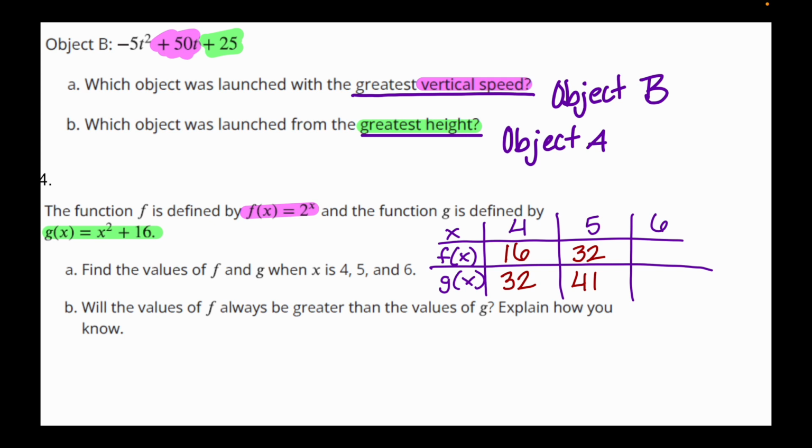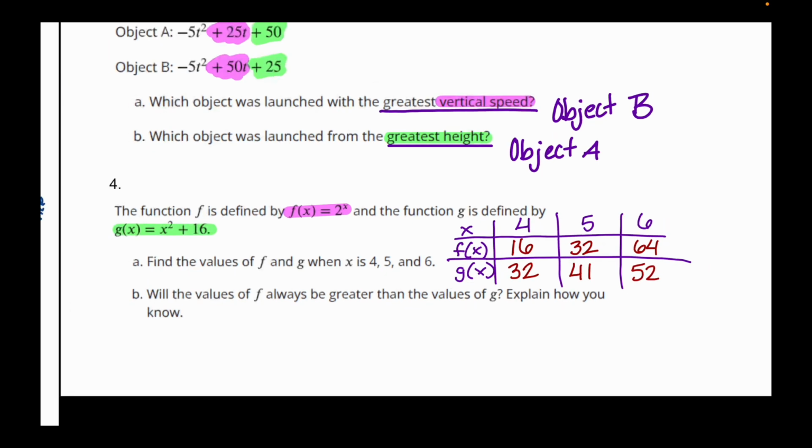And let's keep going for number 6. 2 to the power of 6, that's going to be 64. And then 6 squared is 36. We're going to add 16 to that and get 52 for this one.